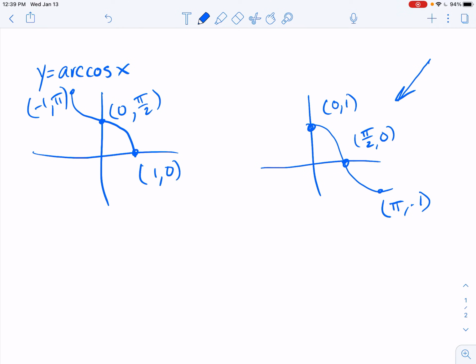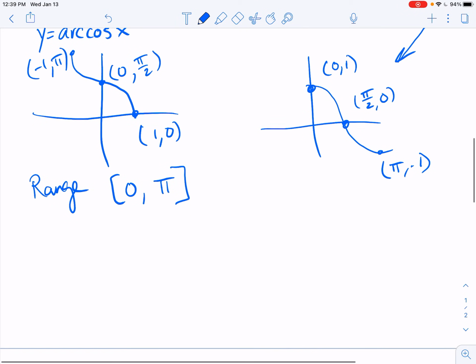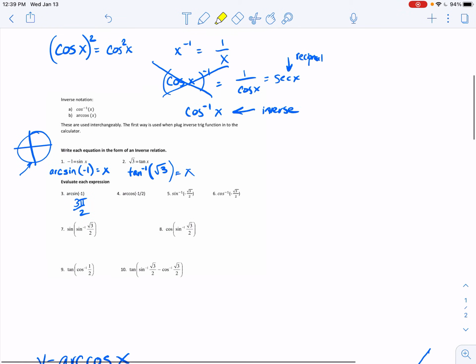Okay, so this is telling us our cosine, its range is from 0 to pi. So thinking about the unit circle, where are we living? We're living between 0 and pi. Okay, so with our cosine, we have to be in quadrants 1 and 2. And there will be no negative answers. All of your values will be between or including 0 and pi.